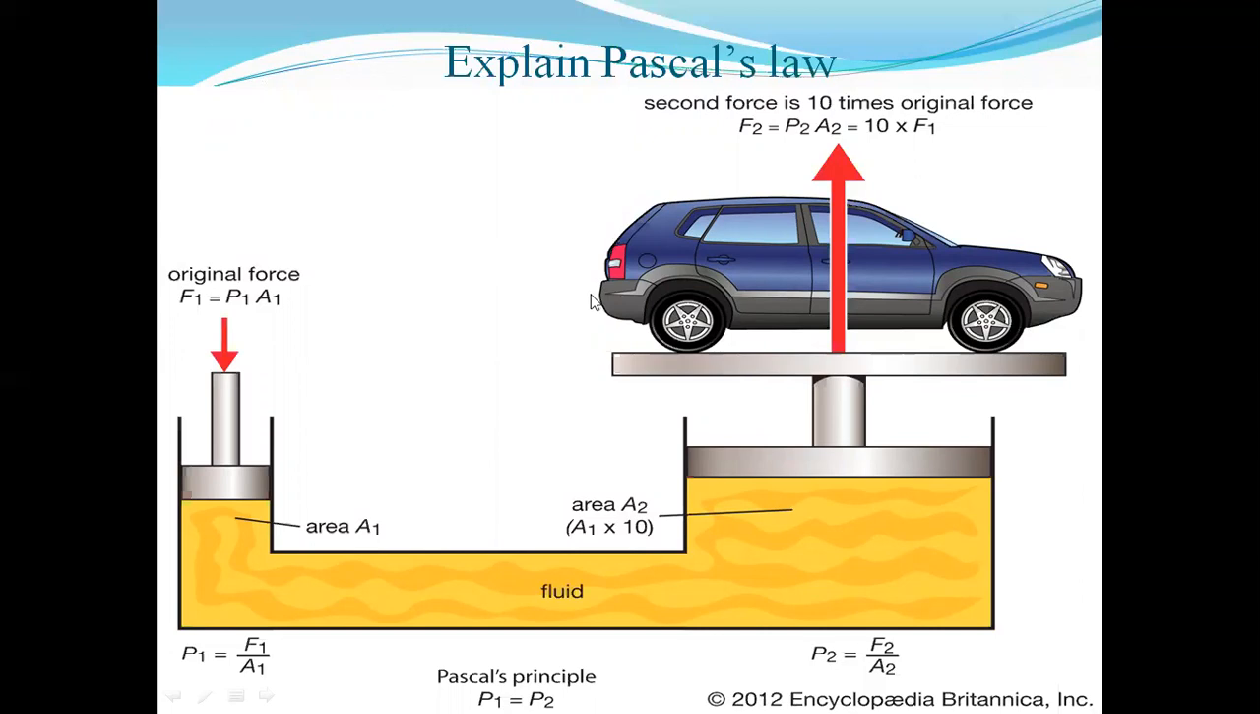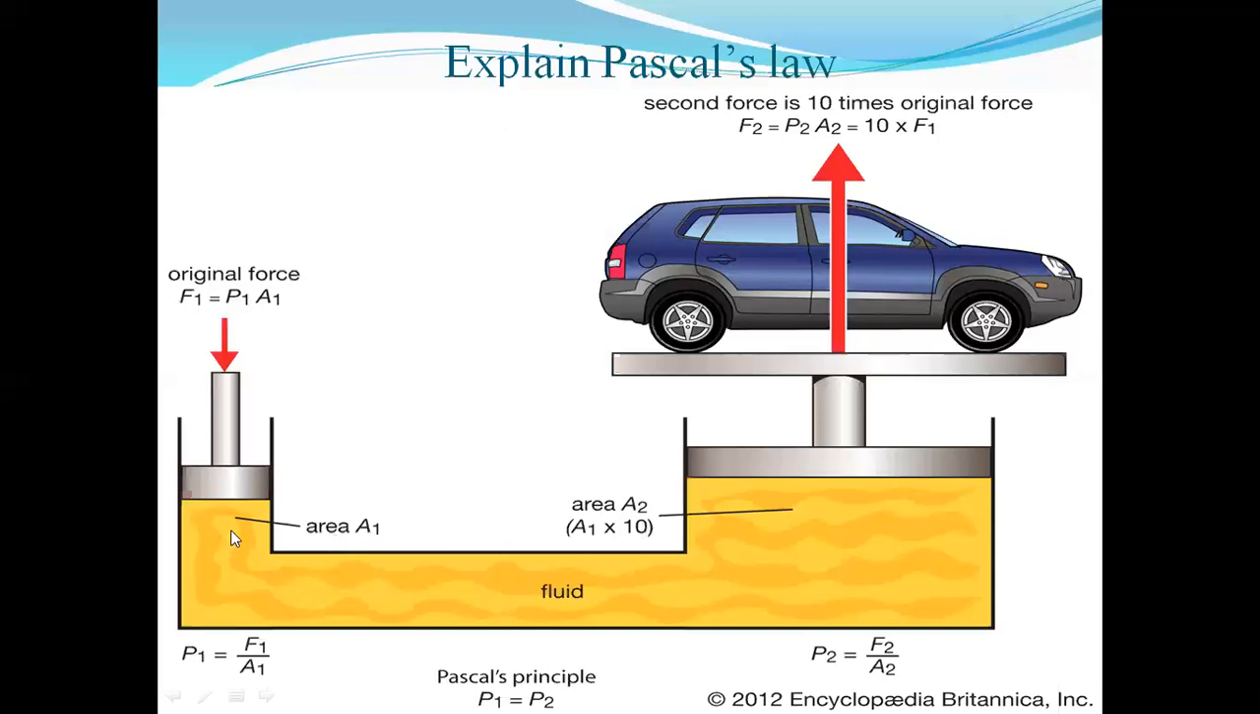Pascal's law is: if pressure is applied on a liquid or a gas enclosed, this is very important, enclosed in a container. There is an enclosed fluid in a container. You see here, this is an enclosed cylinder. There is a big cylinder and a small cylinder. The area is A1 and this area is A2, and A1 is very much less than A2. A2 is 10 times greater than A1.